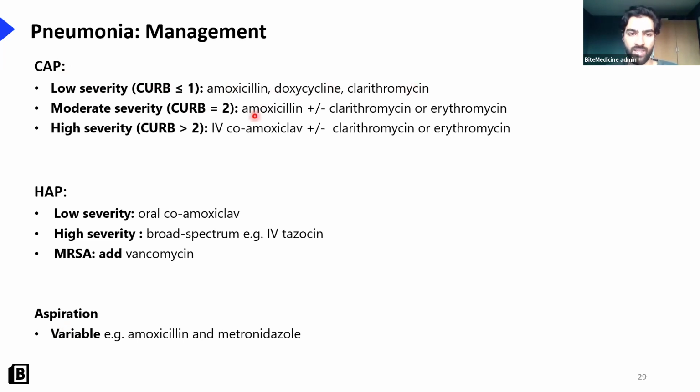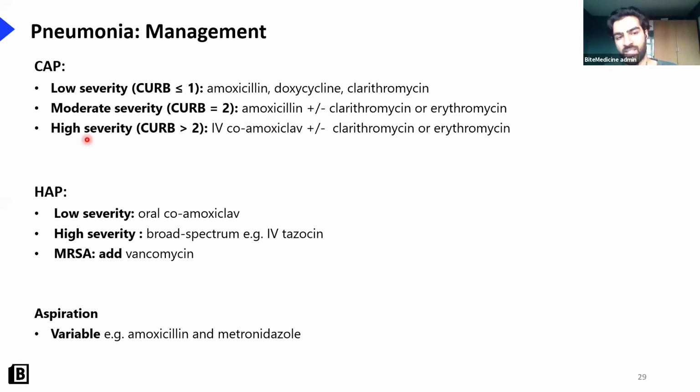If it's moderate severity, still amoxicillin, but you may want to use that with clarithromycin or erythromycin. So these are your macrolides. You may want to combine antibiotics here because the macrolides give you really good atypical cover, and penicillin gives you really good gram-positive cover, and it gives you some atypical cover as well. So putting the 2 together, you're going to properly cover the range of bacteria which cause pneumonia.